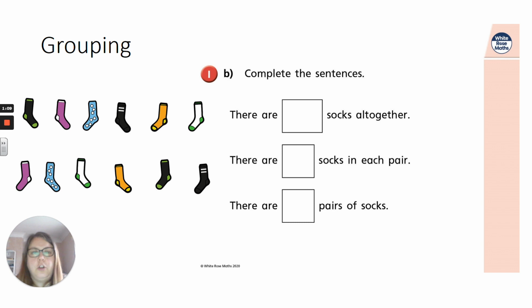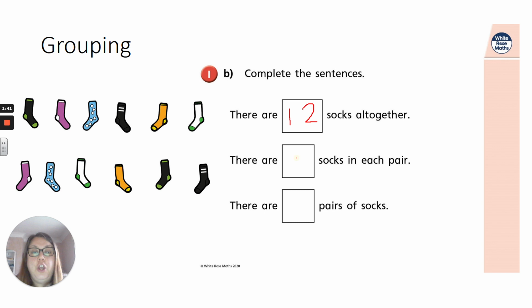Okay, so complete the sentences. How many socks are there all together? So you might need to pause the video to work out how many socks there are all together. Yeah, there are 12 socks altogether, so well done. How many socks are there in each pair? So have a little bit of think about when we drew our lines to match them up. How many socks then are there in each pair? Pause the video if you need a little bit more thinking time.